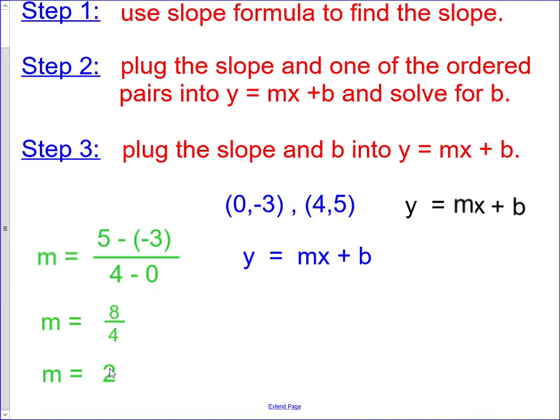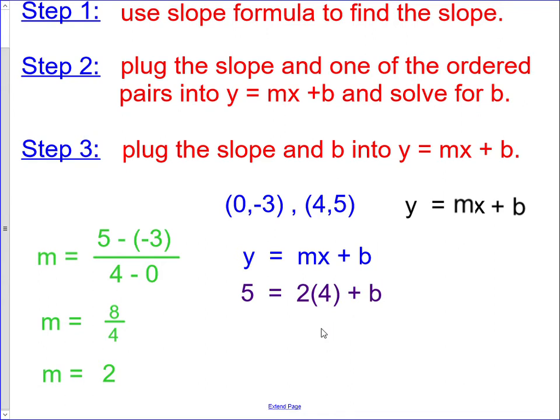So now we're going to take this slope and one of the ordered pairs and plug them back into our formula and solve for the y-intercept. So for m, we're going to plug in 2. For x, let's plug in 4, and for y, let's plug in 5. So now we have 5 is equal to 2 times 4 plus b.